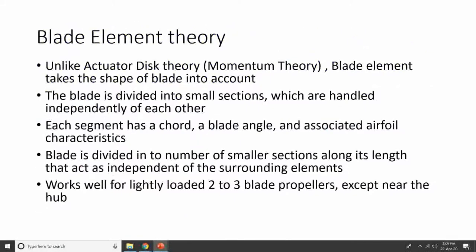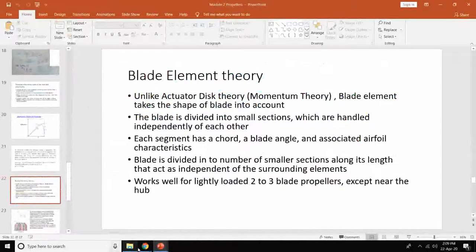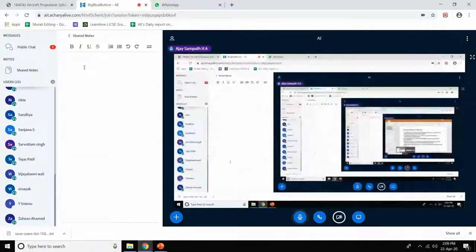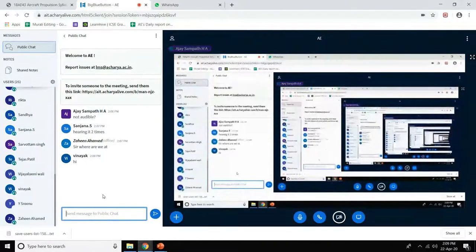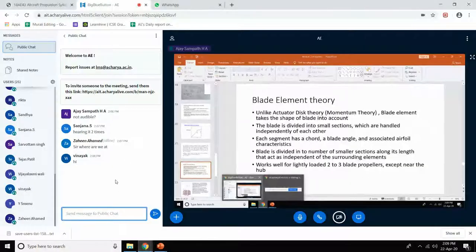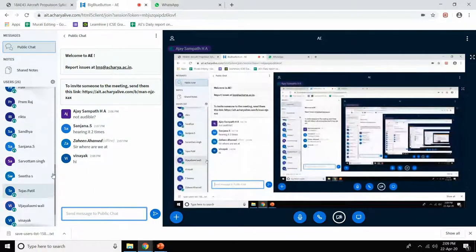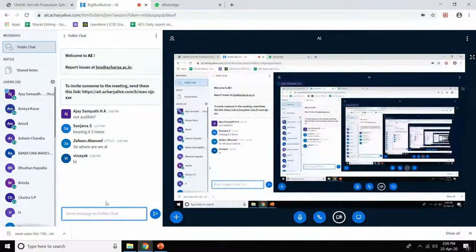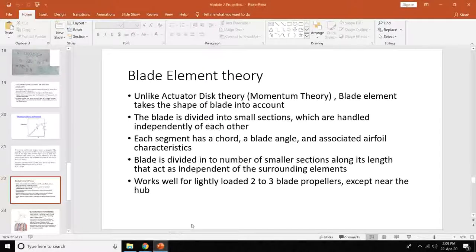Any doubts anyone so far? Any doubt so far? Or you didn't understand any of the terminologies so far here? So I'll take that as a yes and we'll move forward.